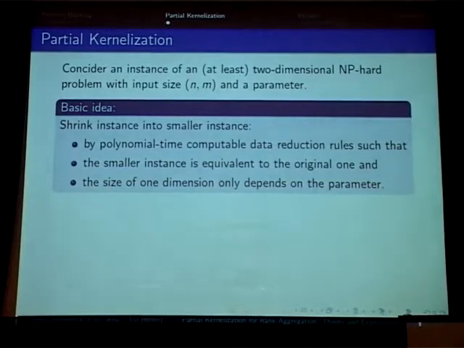Okay. And what is the partial kernel? It's similar to ordinary kernelization. Here we also consider an instance, but we say we have an at least two-dimensional NP-hard problem, and these are the sizes of the dimensions, and the parameter. And we also want to shrink the instance into a smaller instance by polynomial time computable data reduction rules, and we want to achieve a smaller instance that is equivalent. You know this, but now we only want that the size of one dimension only depends on the parameter, not the size of the whole new instance. And that is the difference.